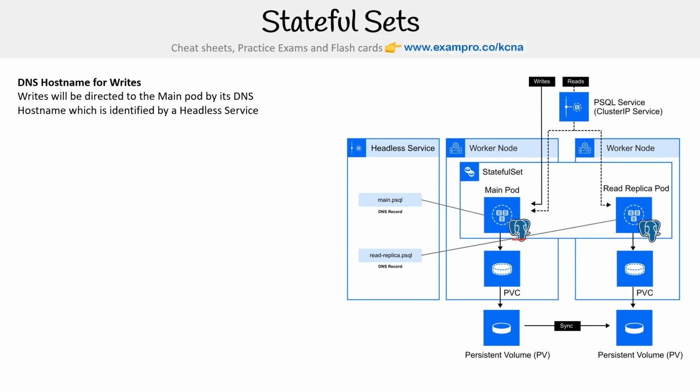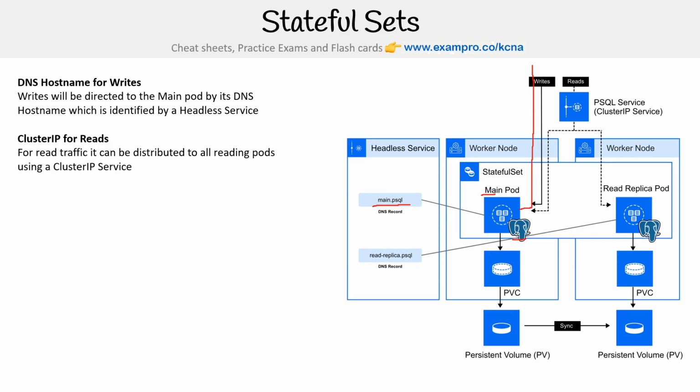So you have in your web application, someone wants to write to the database. The idea is that in order for us to know where this main pod is, we need this headless service so that we get a DNS record. And so it says main.psq, because we can't rely on an IP address. We need to rely on that domain name or that DNS record. So that's what it will do to help it get there. Then the idea is we have a cluster IP for read. So for read traffic, it can be distributed to all the reading pods using the cluster IP service.